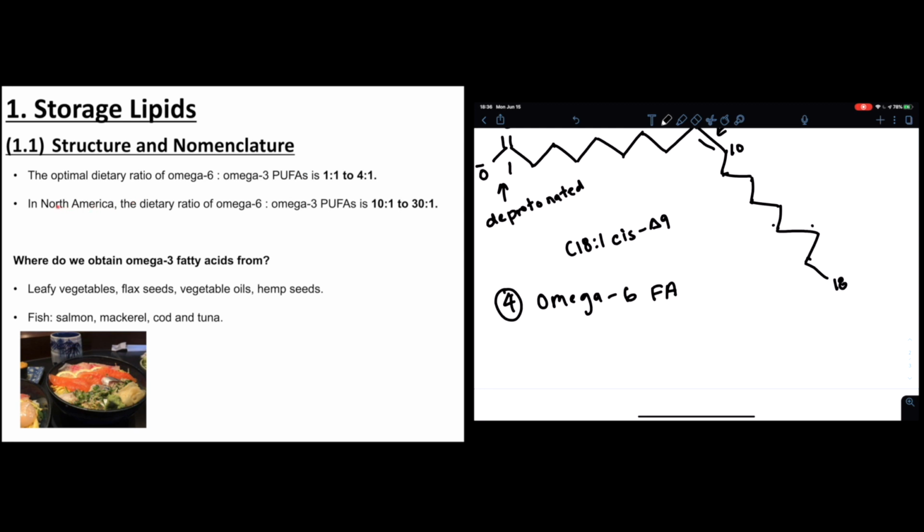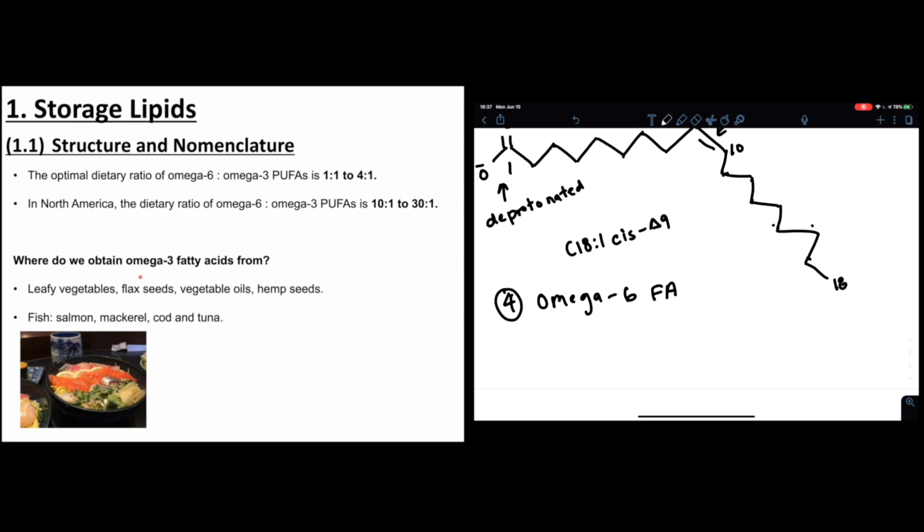But in North America, especially in the US, the dietary ratio of omega-6s to omega-3s is about 10-to-1 or 30-to-1. Okay, so this becomes a lot bigger and this becomes a lot smaller. So that's usually because North Americans typically don't get enough omega-3s in their diets. You kind of want to increase this value to make the ratio closer to this. Okay, so why is that?